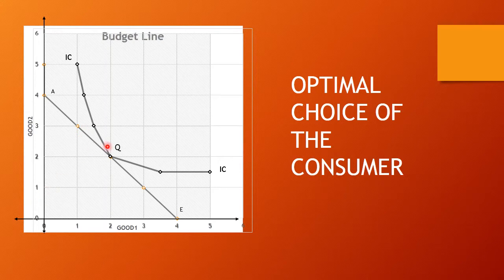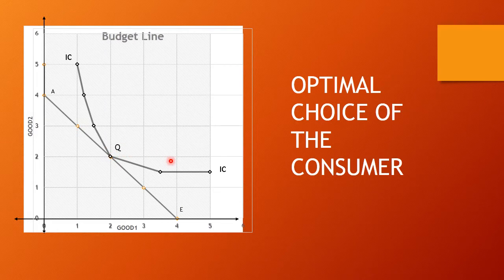There is a point that is common between the budget line AE and the indifference curve IC. The budget line AE is tangent to the indifference curve IC at the point Q. And it is at this point of tangency that the consumer chooses to buy 2 units of good 2 along with 2 units of good 1. On this point, he is within his budget limits. He can afford to buy the bundle represented by the point Q.